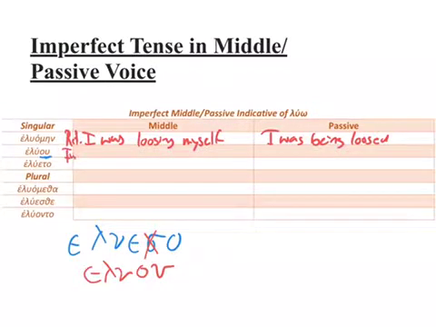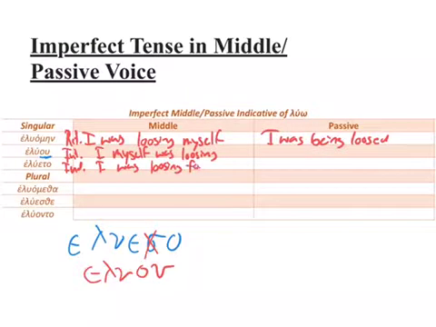The intensive would be "I myself was loosing." The indirect would be "I was loosing for myself." And then what's the last one, reciprocal, which wouldn't be applicable because that's not a plural.